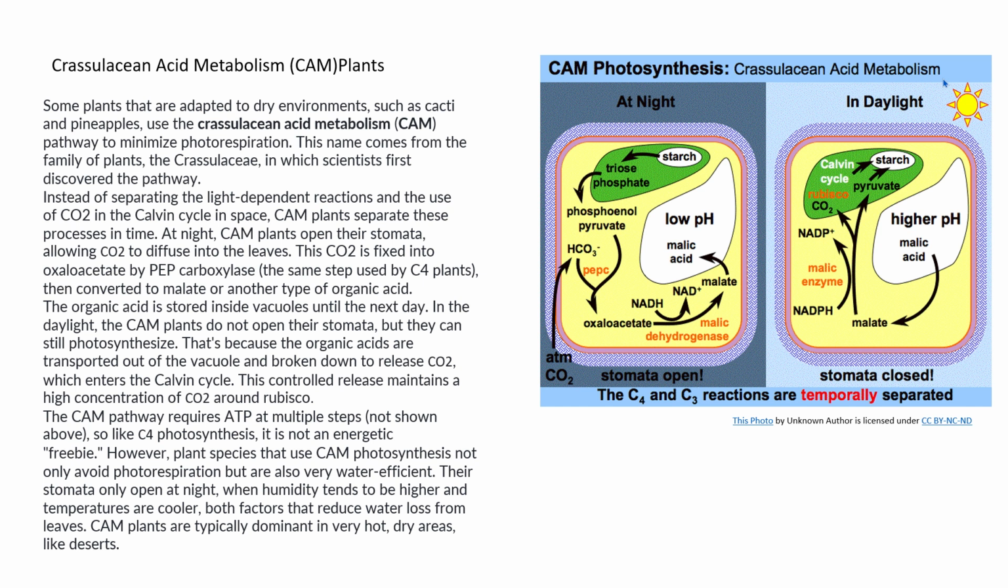In the night the CAM plants open their stomata, allowing CO2 to diffuse into their leaves. This CO2 is fixed into oxaloacetate by the PEP carboxylase, the same step used by the C4 plants, then converted to malate, another type of organic acid. The organic acid is stored inside the vacuoles until the next day. In the next day, the CAM plants do not open their stomata, but they can still photosynthesize. That's because the organic acids are transported out of the vacuole and break down to release CO2, which enters the Calvin cycle. So this controlled release maintains a high concentration of CO2 around rubisco.